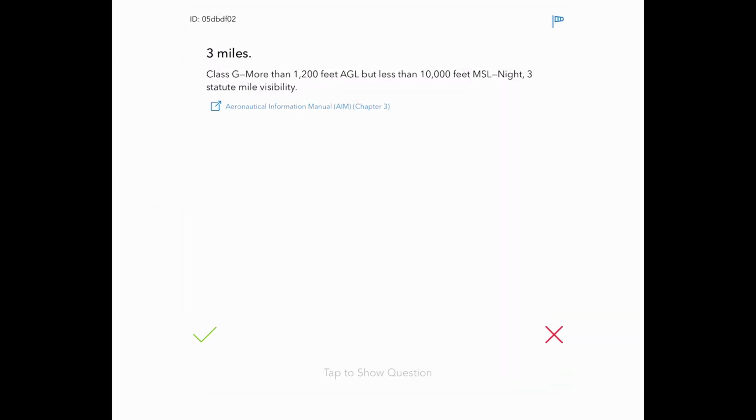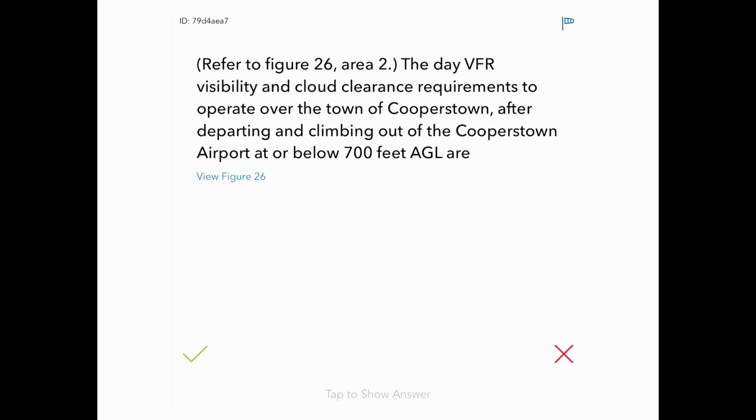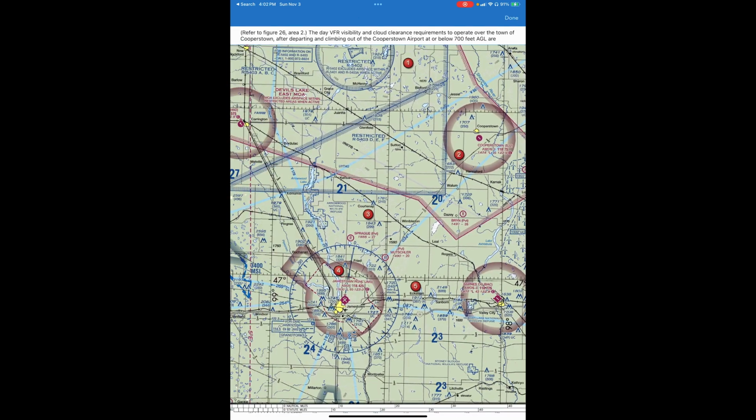All right. Another question, refer to figure 26, area 2. The day VFR visibility and cloud clearance requirements to operate over the town of Cooperstown after departing and climbing out of Cooperstown Airport at or below 700 feet AGL. So let's look at figure 26. I'll expand it, area 2.